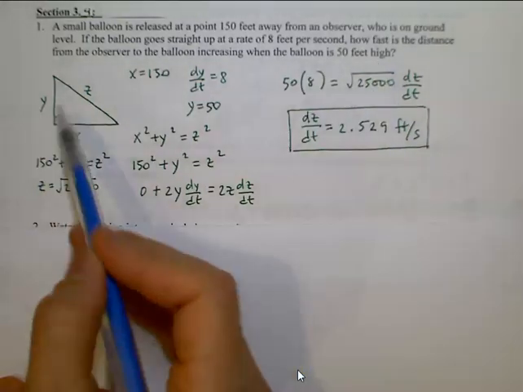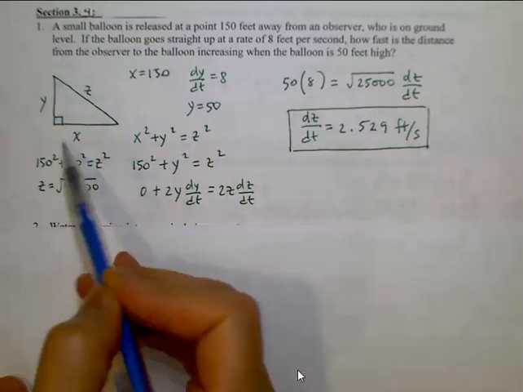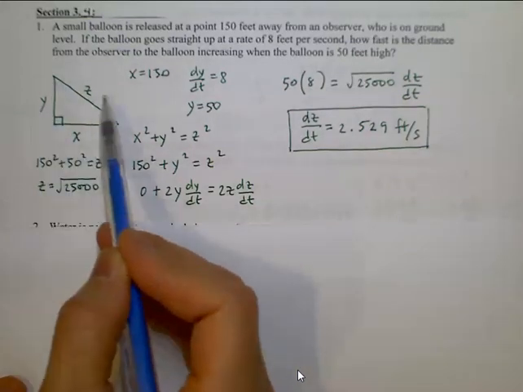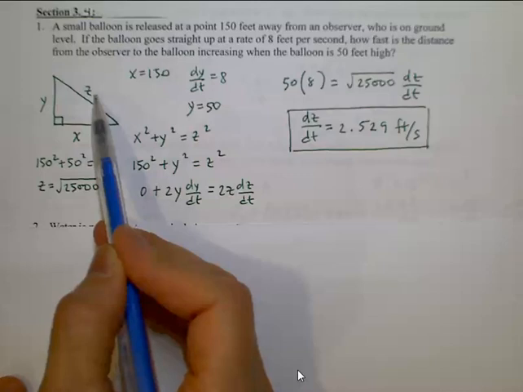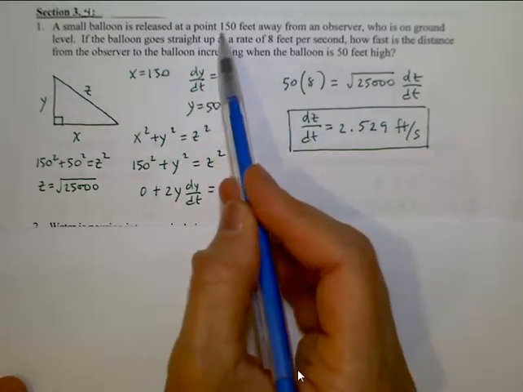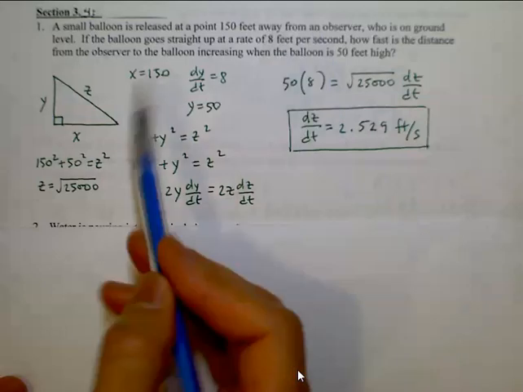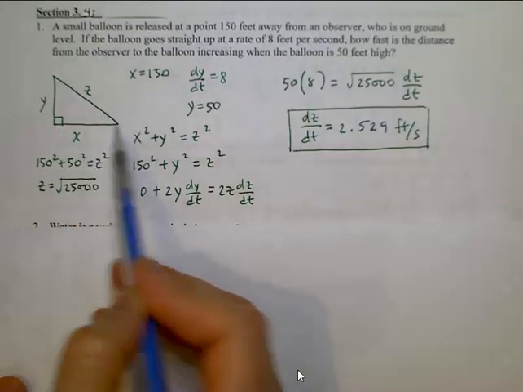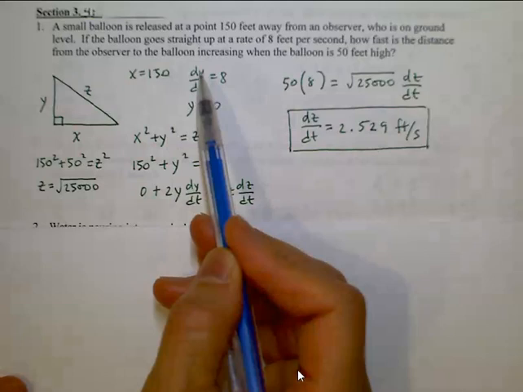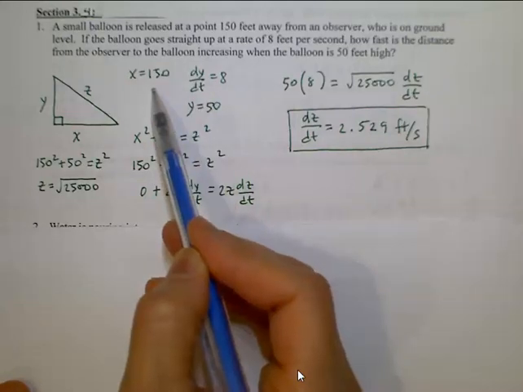So I'm going to draw a right triangle and label this as x, and this one is y, and then the hypotenuse as z. Since it says that the small balloon is released at a point 150 feet away from an observer, that would be this length right here. So x is going to equal 150, and that is actually going to stay constant.